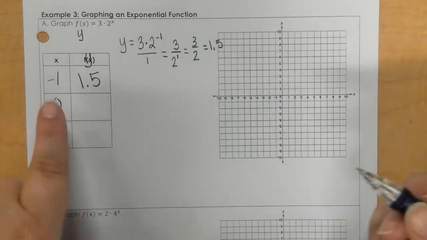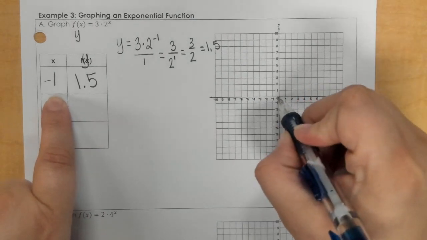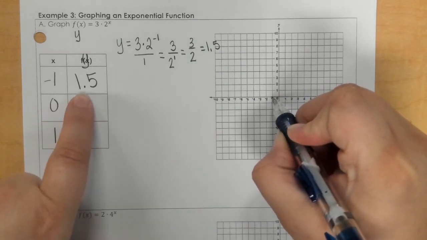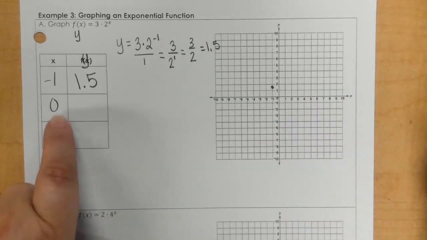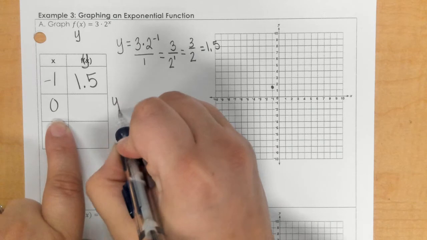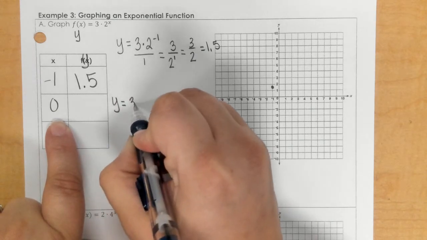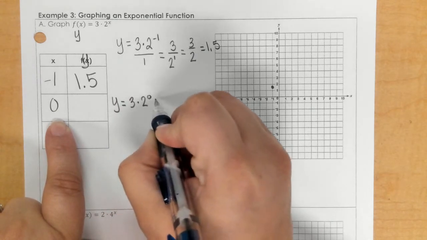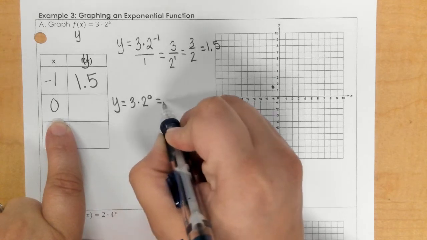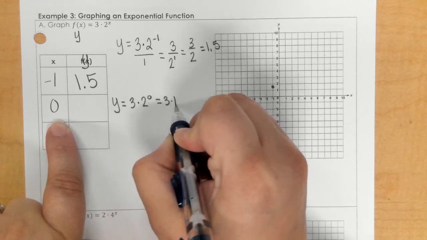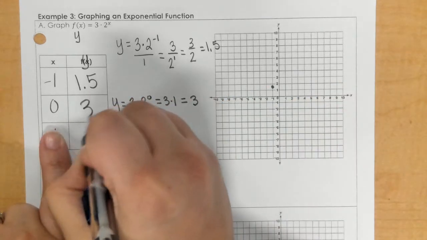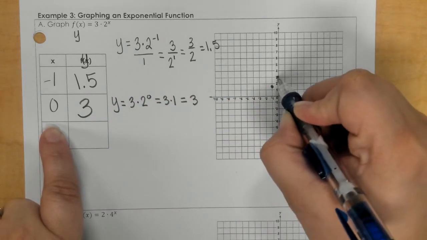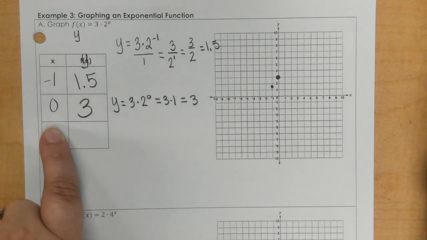Okay, now let's graph this point. So I would go over -1. 1.5 is up 1 and then a half. Okay, for the 0, we would have 3 times 2 to the 0. 2 to the 0 is 1, so I'm going to say 3 times 1. 3 times 1 is 3. So 0, 3 is right there.